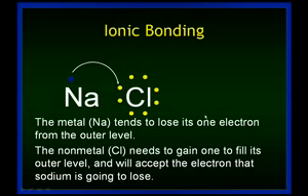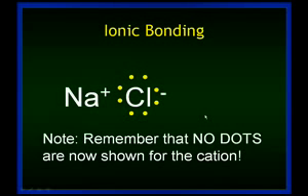And so that nonmetal chlorine now gains 1 valence electron to fill out its outer level, and it accepts the one that sodium's going to lose. And then now you have this positively charged sodium and negatively charged chlorine that are attracted to each other through electrostatic attraction, and it forms a bond. So remember, when you have cations, no dots are shown, and with our anions, our dots are complete.